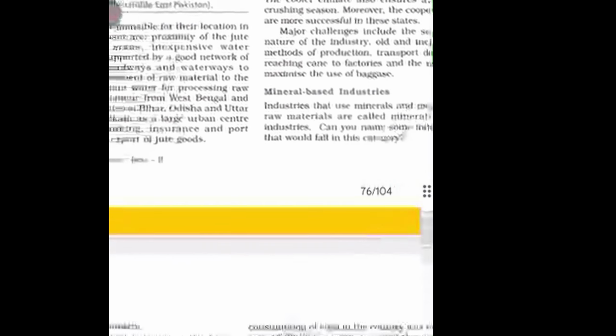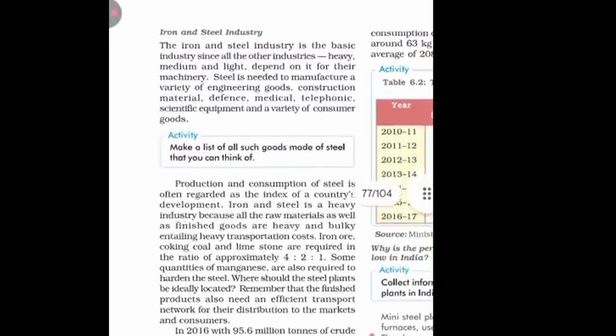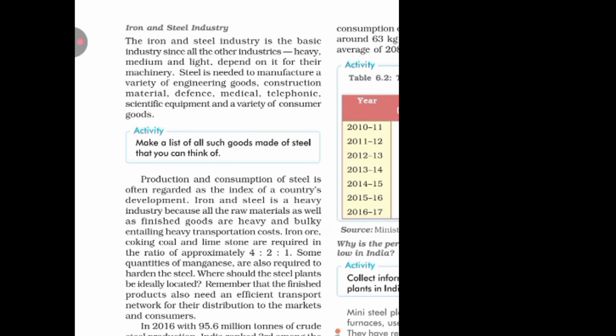Okay. Mineral based industries, most important is iron and steel. Now, iron and steel, almost all industries depend on iron and steel. Today, because of the discovery of iron, the modern civilization has moved on at a very fast pace. Now, for manufacturing of iron, coking coal is required, and the iron ore industry is basically located at the source of the raw material.